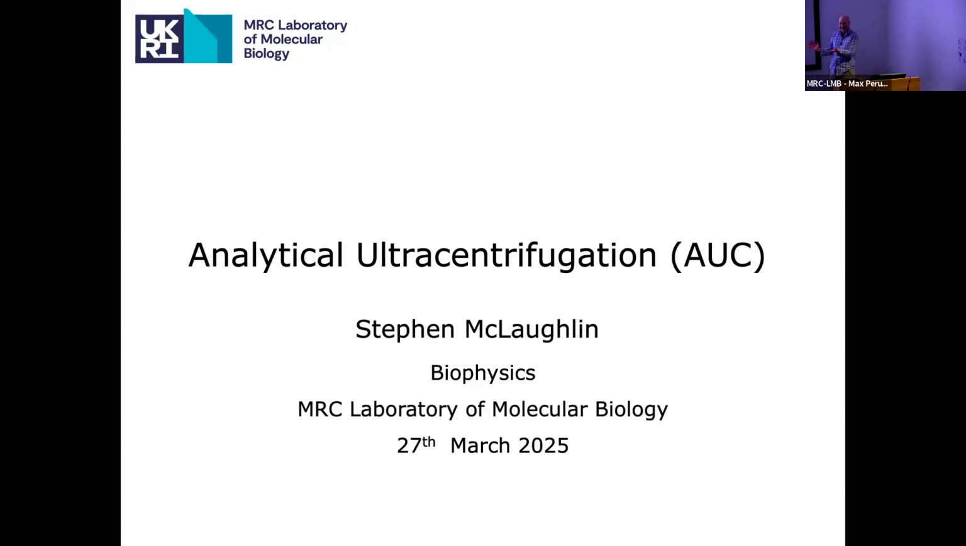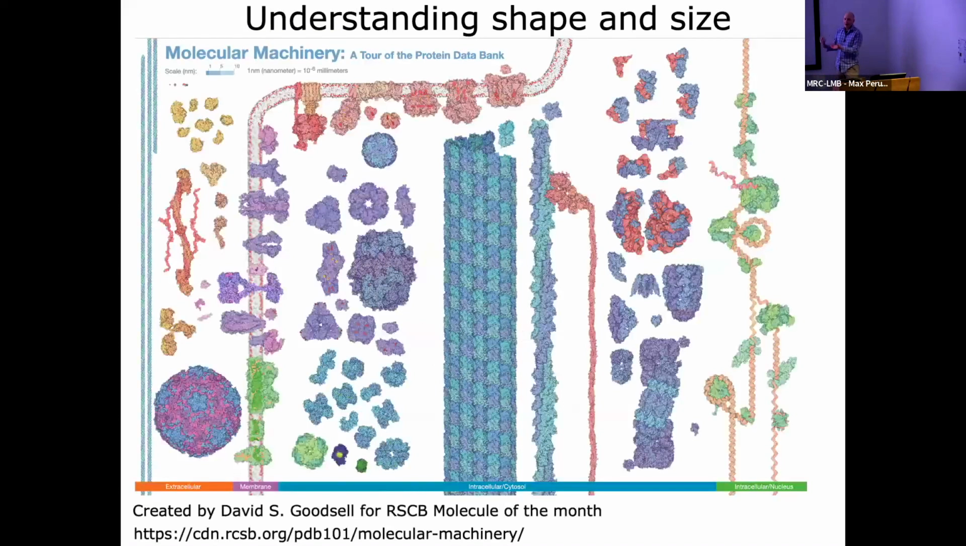Okay, so this morning I'm going to talk about analytical ultracentrifugation, which I'll call AUC from now on, and it's one of my favorite techniques. Historically, it's been really important to interpret the shapes and sizes of biomolecules, which you can see here in this lovely diagram from David Goodsell for the RCSB Molecule of the Month. Go and have a look at this website. It's interactive, so you might see some of your proteins of interest, but it's also quite nice to get a whole picture of what the different sizes of everything are.